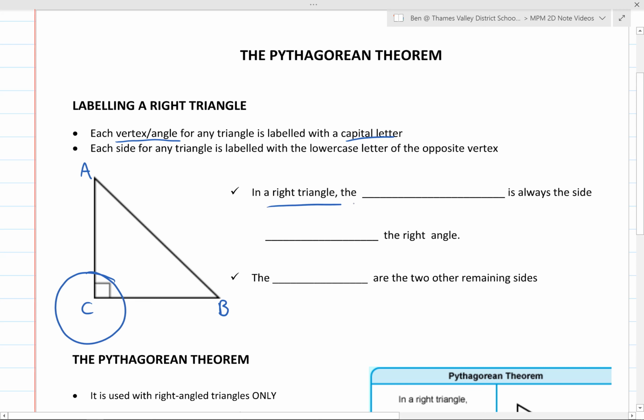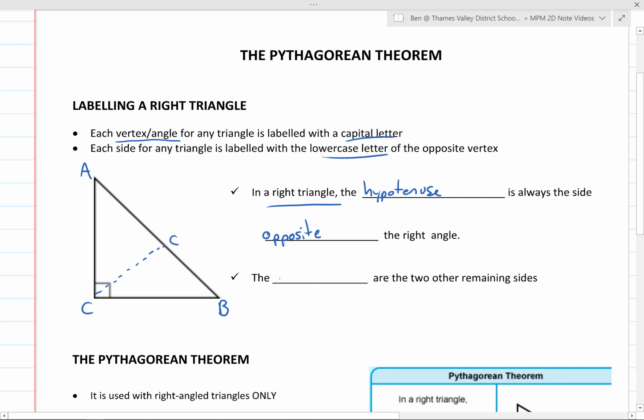Now, in a right triangle, the hypotenuse is always the side opposite to the right angle. So our hypotenuse will always be labeled with a lowercase c. There we are, right across from the right angle, lowercase c. So you'll see opposite to one another is the same letter, just labeled either lowercase or uppercase. Each side of the triangle is labeled with the lowercase letter.